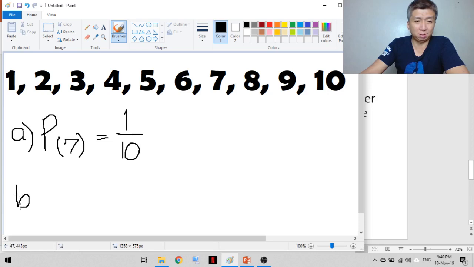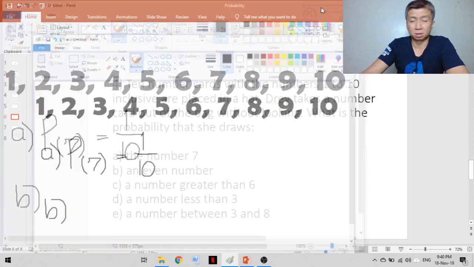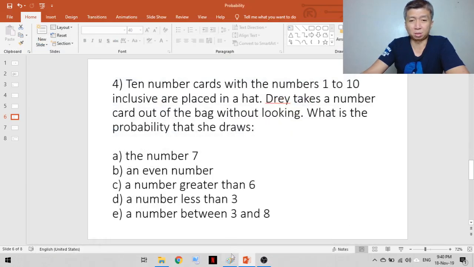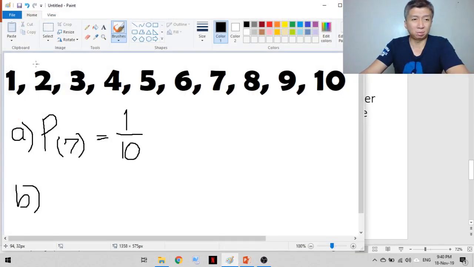Next, for letter B, ang sabi dyan, an even number. So, muli, ang even number, yung 2, 4, 6, 8, 10. Okay? So, even number, ilan ang even number natin? 1, 2, 3, 4, 5. Again, 2, 4, 6, 8, 10. Yan ang mga even numbers.